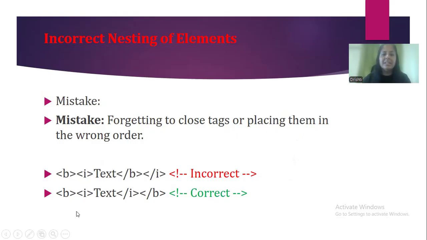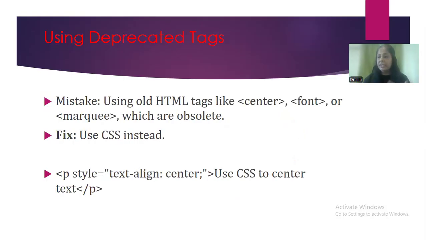Same way, you can see the correct version. B, then I, then some kind of text, then closing italic, then closing bold. Okay, so this is the correct version. Generally, students make a mistake here, so they might get the incorrect output. So never forget this. Moving on to the next.